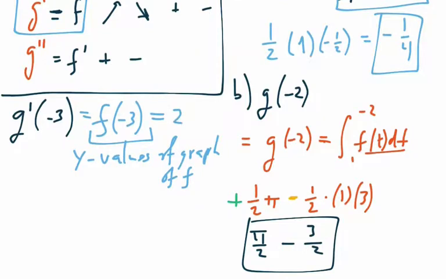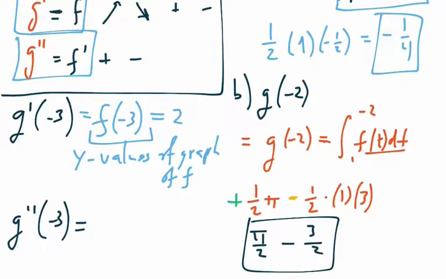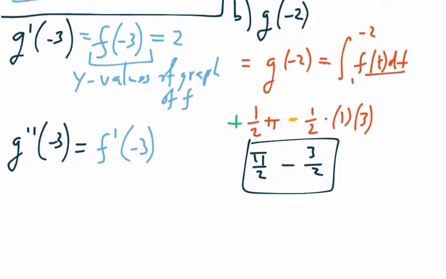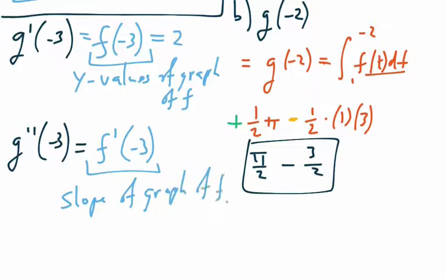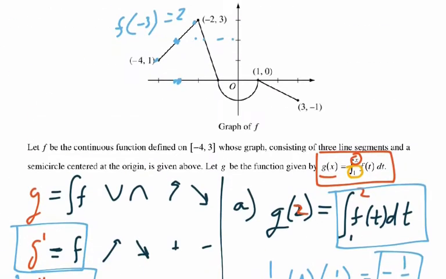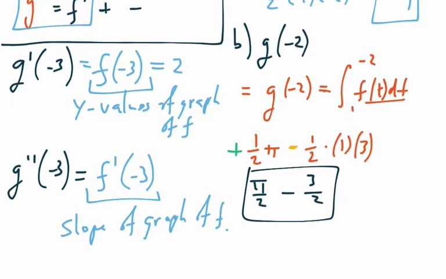Cool. Similarly, g double prime of negative 3 we can find by using the Superfund chart. Oh, there's g double prime. So we would say that this is the same as f prime of negative 3, so this is like the slope of the graph of f. Okay, so if I look at the slope here, that would be a slope of 2 over 2, which would be a positive 1.